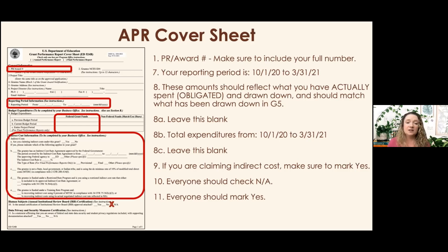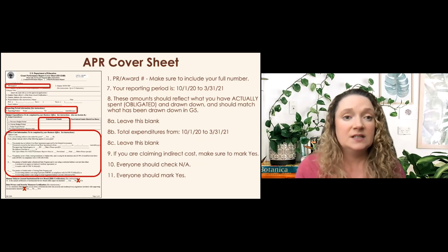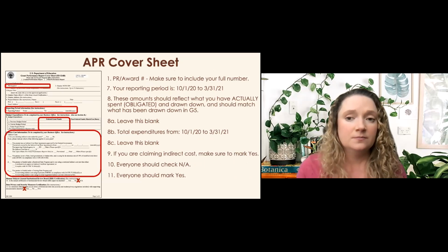Then we come down to 10. Everyone should be checking not applicable. And for 11, everyone should be checking yes. This is asking about your data privacy and security measures. The easiest way to meet this requirement is just include a copy of your data privacy statement from your school district or your organization. Typically, these are listed in your student handbook or your staff handbook, showing your data privacy policies for your school district or your organization.